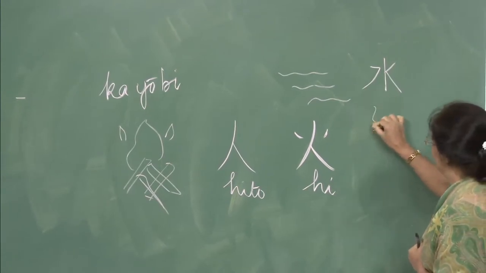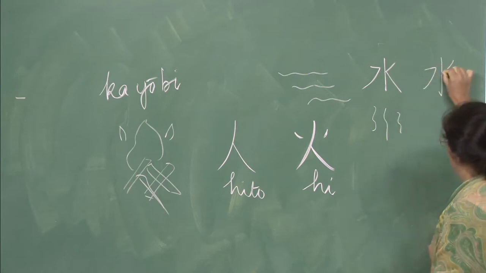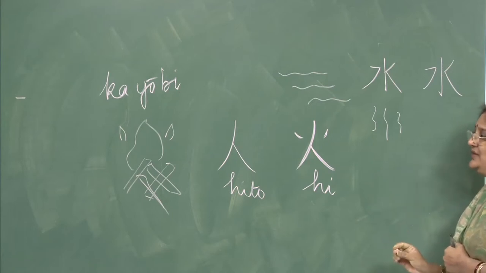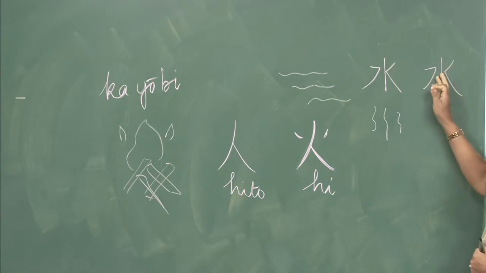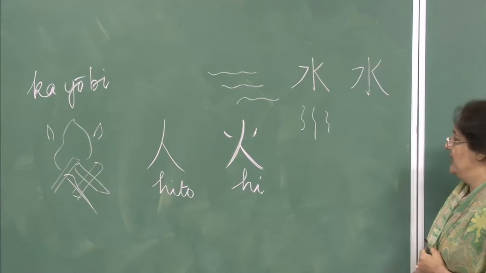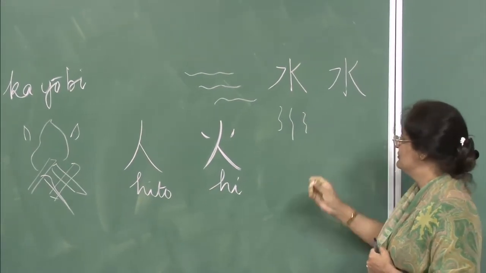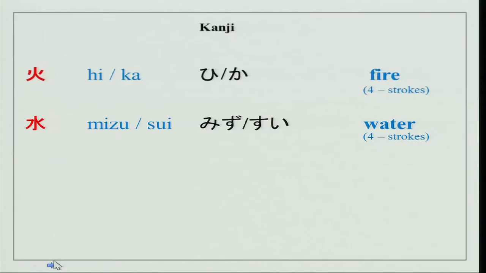Turn this 90 degrees and 1, 2, 3 and 4. It's a 4-stroke character, as is hi. Hi is also a 4-stroke character. This is also a 4-stroke character. Basic meaning is Mizu, which is water, and associated meanings are lots, but for the time being we are just going to do this reading Mizu.